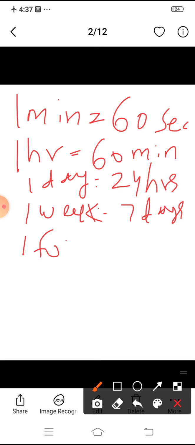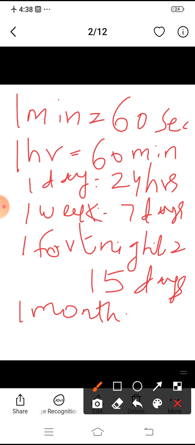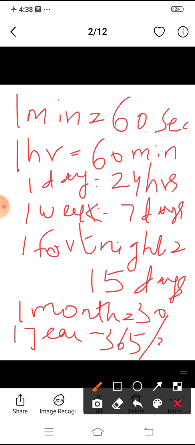In 1 fortnight, how many days are there? It is 15 days, half of the month, correct? And in 1 month how many days are there? In 1 month 30 days, correct? In 1 year how many days are there? 365, and in leap year it is 366, correct?